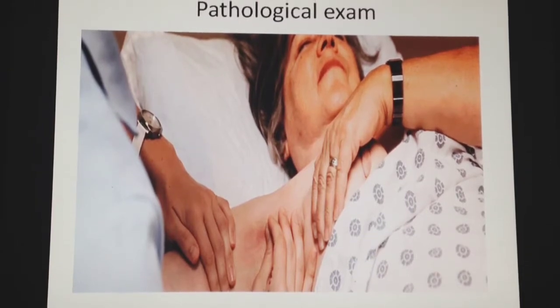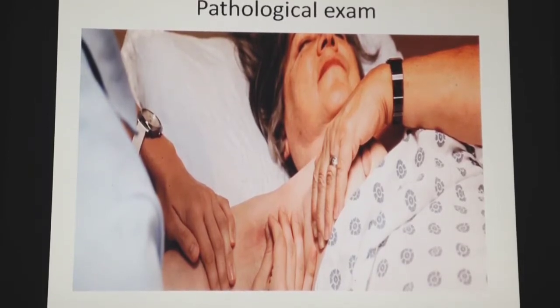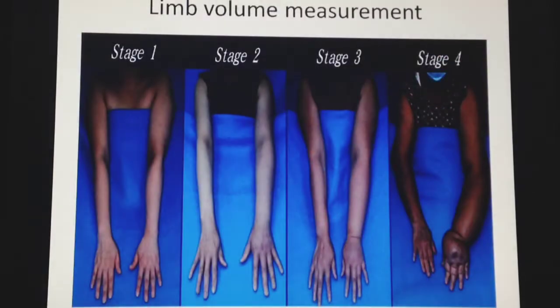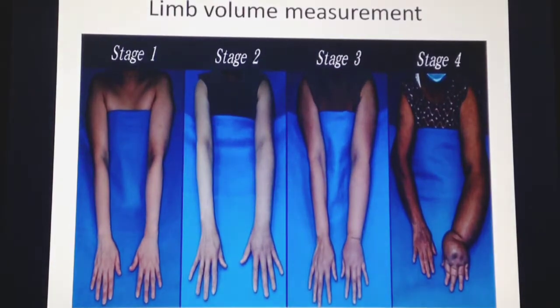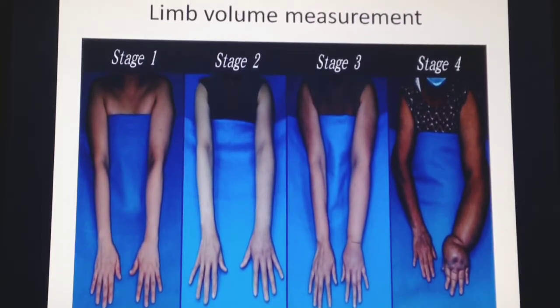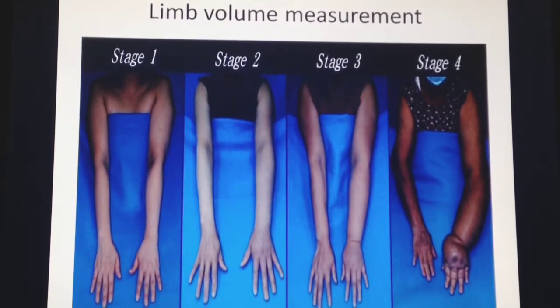Now, the pathological examination. In this, we include fine needle aspiration, needle core biopsy, or surgical excision to rule out any sort of malignancy or any other conditions that could have caused lymphedema of the limb. The next is limb volume measurement. Limb volume measurement helps us to determine severity. What we do in this is we compare the affected side with the unaffected side, and we measure both of these lengths in millimeters.